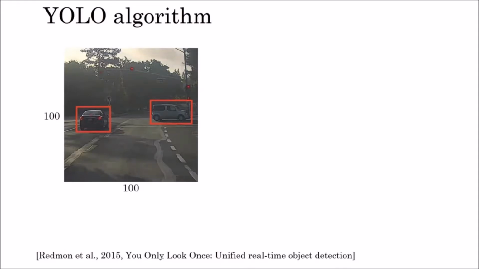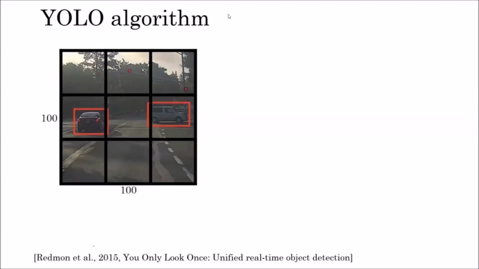We have considered a 100 by 100 image. In this image, you observe there are two cars. The two bounding boxes we are expecting here are given like this. For convenience, we are taking a 3 by 3 grid. In real time, we have to consider a 19 by 19 grid or larger. But for convenience, we are taking the grid as 3 by 3.